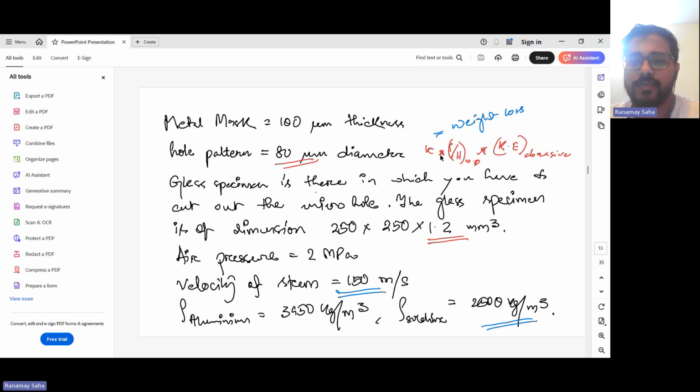So K is the velocity coefficient, the density by hardness factor of the workpiece, multiplied by the kinetic energy of the incoming abrasive particles. So this combination of multiplication of these three gives you the weight loss. So just give it a try to solve this question, and then we will go ahead and see the solution.